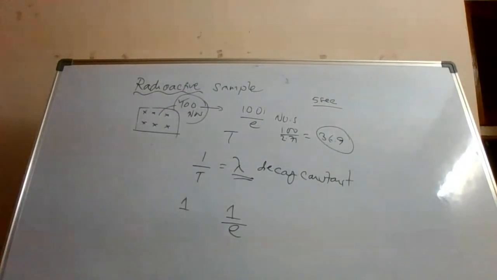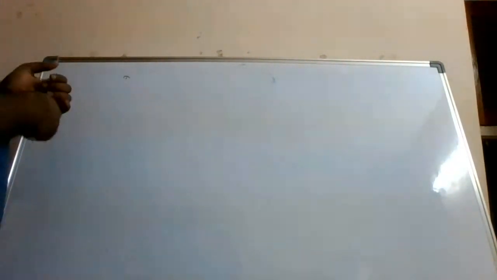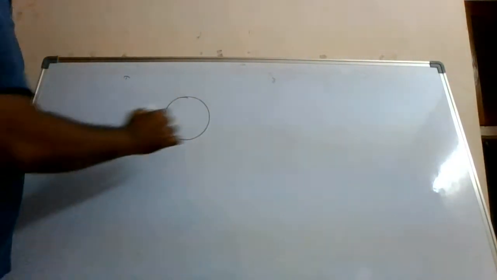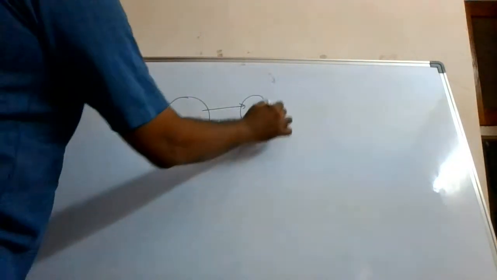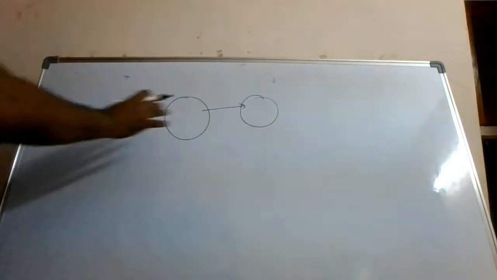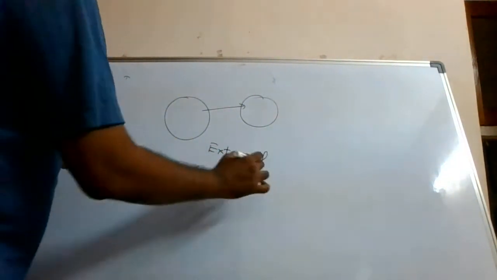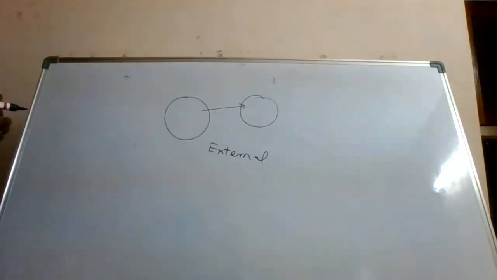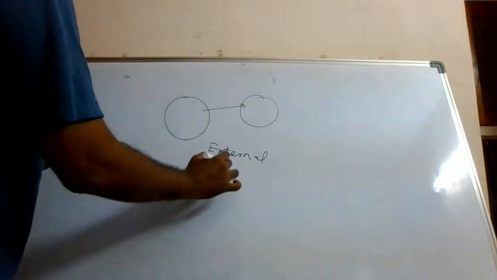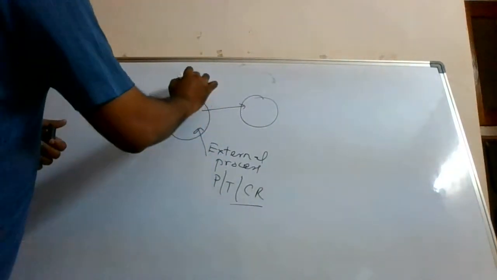Now, this radioactive process, if you understand, is happening naturally. There is a big nucleus which is breaking down into a smaller nucleus so that it gains stability. This process is independent of any external process you put in. You may try to influence it with pressure, temperature, chemical reactions, anything, but nothing is going to influence it.